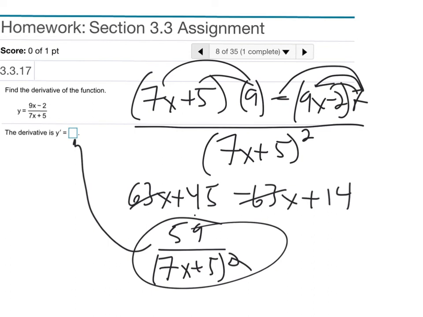See, do you see that negative, missing that negative? I've seen some of you do this. You miss that negative, so just be careful.